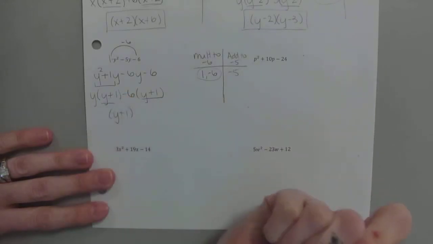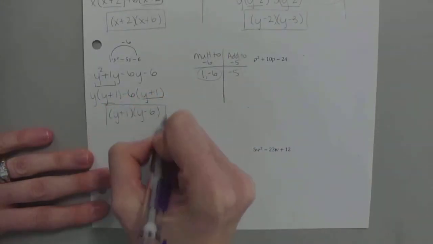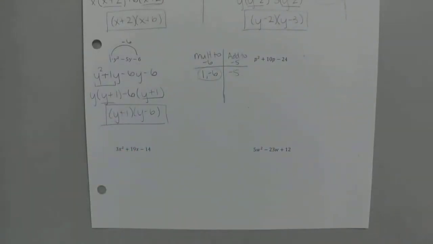So what do both of those have in common? Y plus 1. Let's factor him out. And what will remain? Y minus 6. And again, if you're kind of iffy whether you did it correctly, FOIL that bad boy and you'll see that it adds up to that initial trinomial.